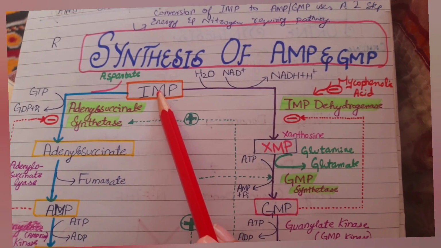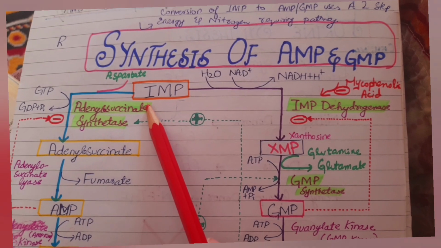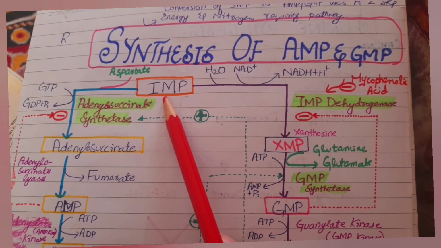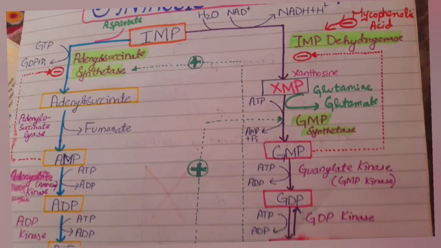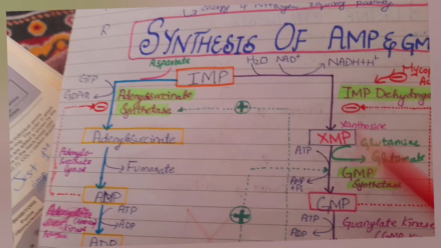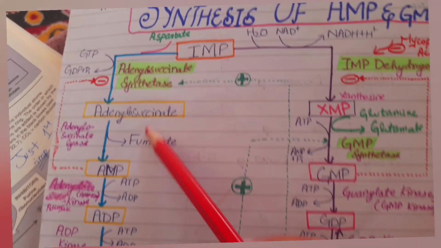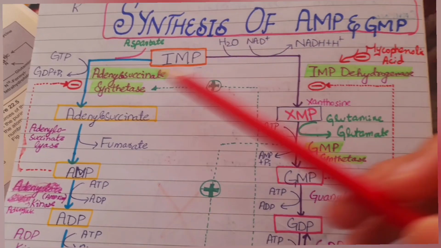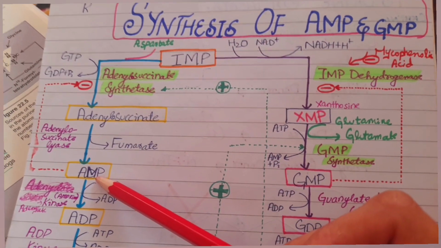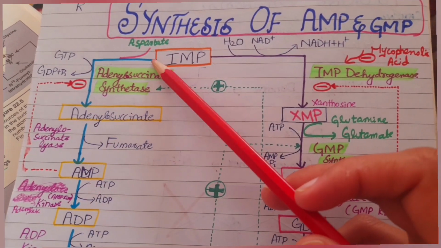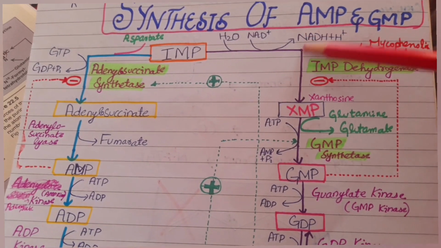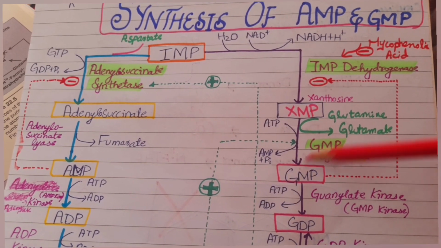In this video we will study the synthesis of AMP and GMP from IMP. This is a two-step, energy and nitrogen requiring process. The energy for the formation of GTP is derived from ATP, and the energy for the formation of ATP is derived from GTP. The nitrogen required for the synthesis of AMP is derived from aspartate, whereas the nitrogen required in the formation of GMP is derived from glutamine.